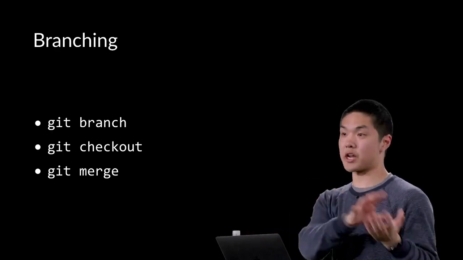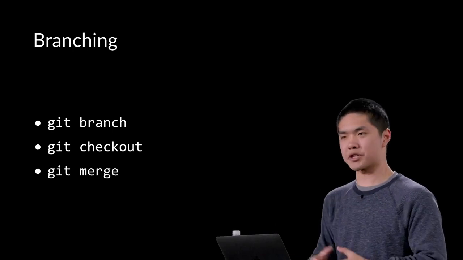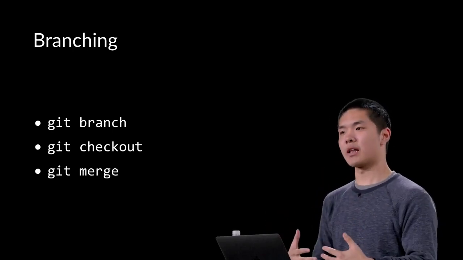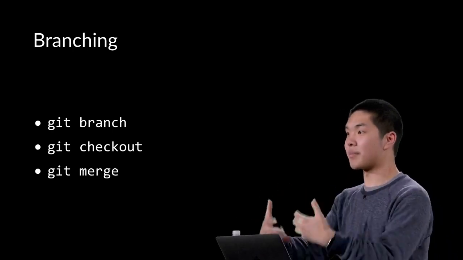Git checkout lets us change where we currently are in the repository. We can change from one branch to another branch, or even one commit to another commit. And then git merge allows us to take two separate branches and combine them back together.